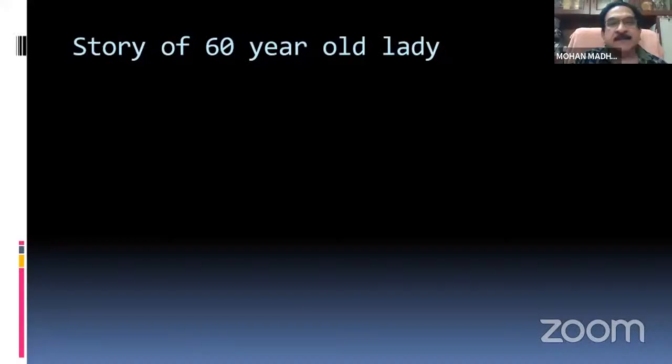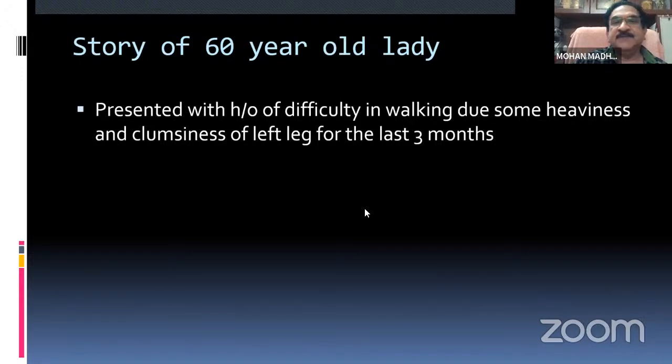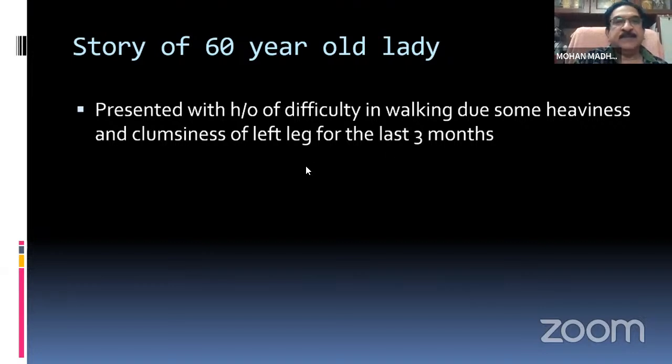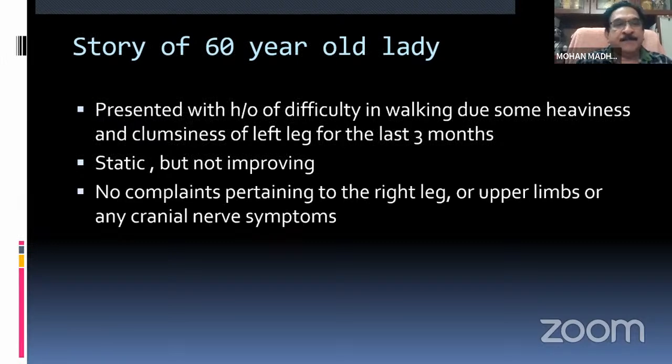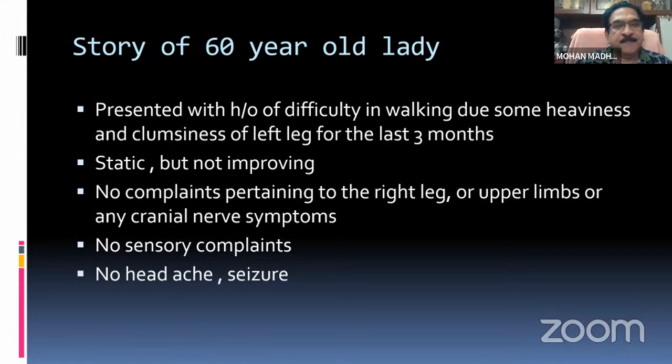Lady, just 1 minute. She presented with a history of difficulty in walking, some heaviness and clumsiness of the left leg for the last 3 months. It was static and not improving. No complaints pertaining to the right leg or upper limbs or any other symptoms, and no sensory complaints. There's no headache or seizure.